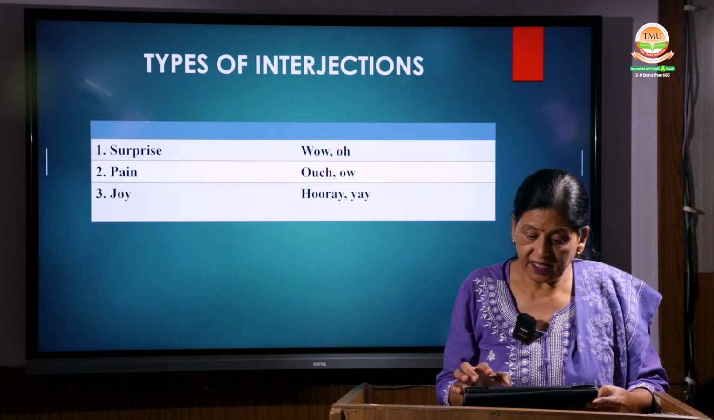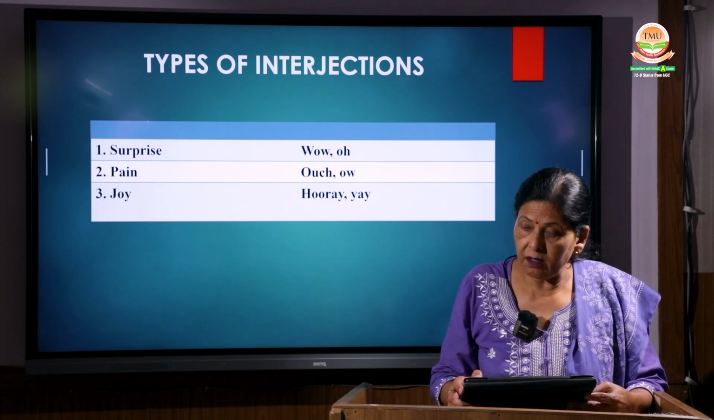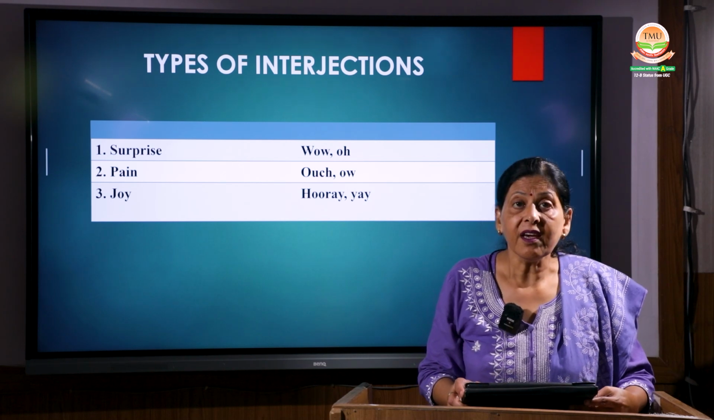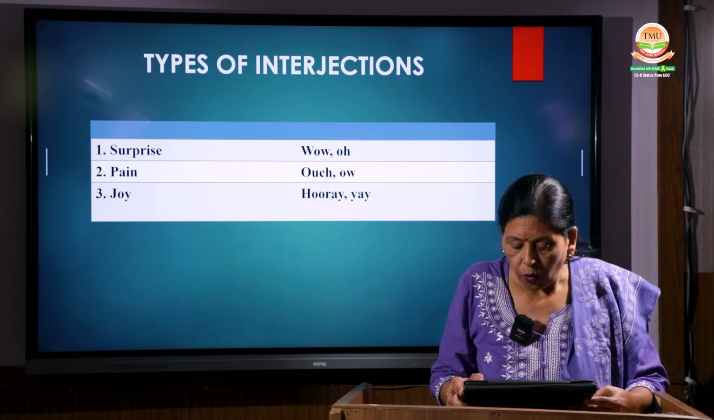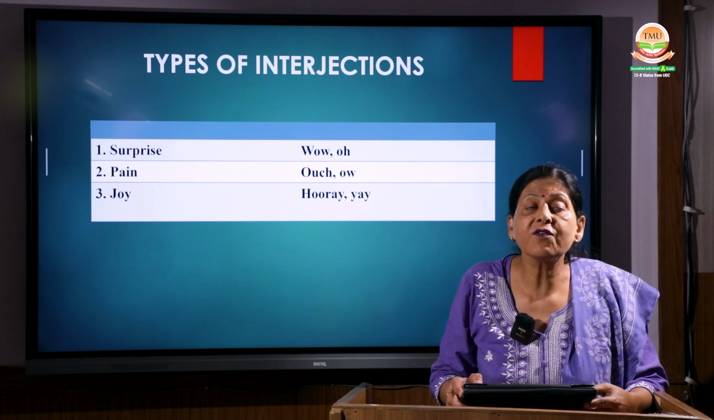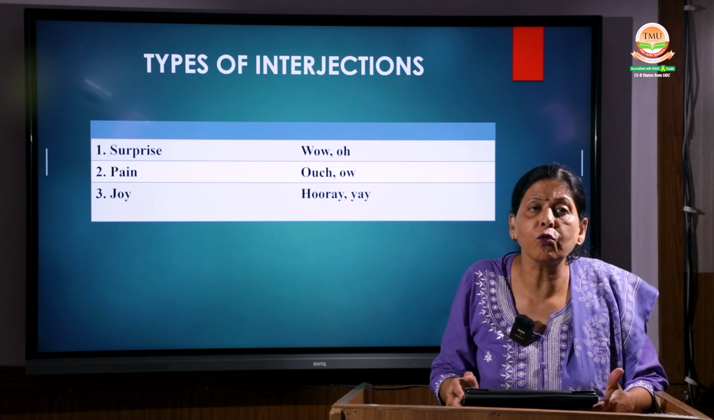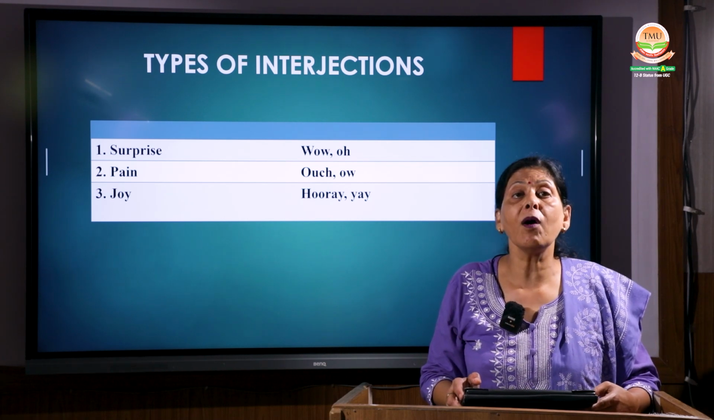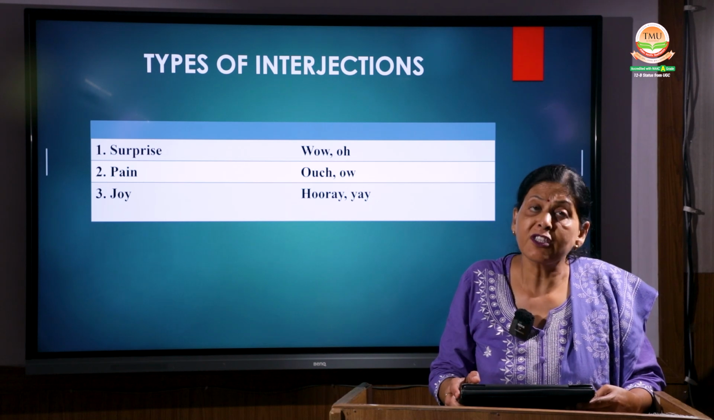Now these are three types of interjections. First is surprise. Surprise can be expressed through wow, oh. These are the words which come out of our mouth when we are surprised about something. So these are the words that show our expression of surprise.